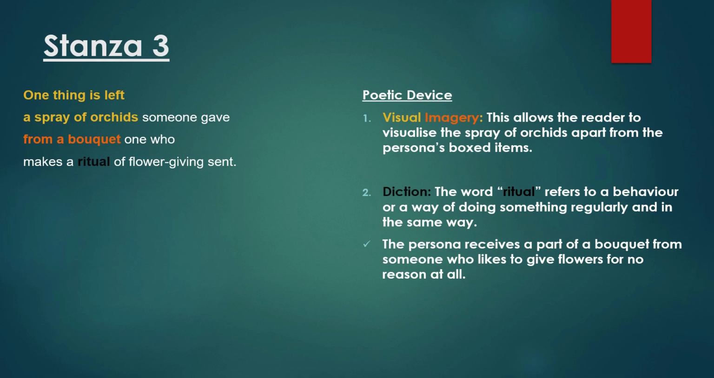And the word we're looking at here in stanza 3 is ritual. Right? The word ritual refers to a behavior or way of doing something regularly and in the same way. Right? So basically what we are learning here by the use of the word ritual is that because the person was in the habit of just giving flowers for no reason at all, the persona didn't form any attachment to those flowers. Right? That spray of flowers, which we will see later on in the poem as we discuss it stanza by stanza. Let's move on to stanza 4.